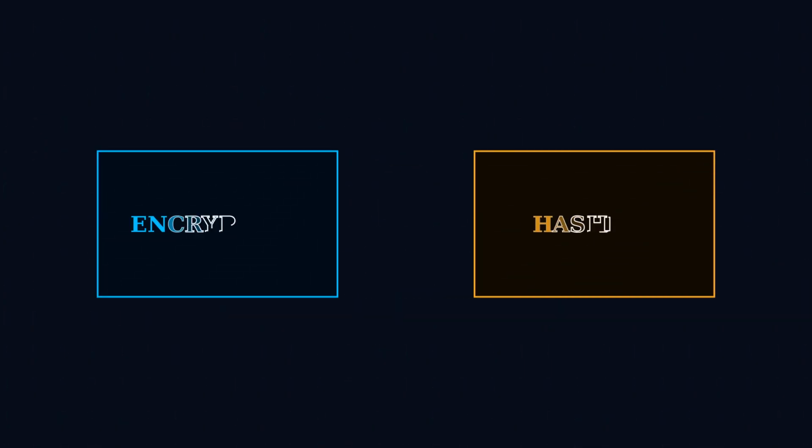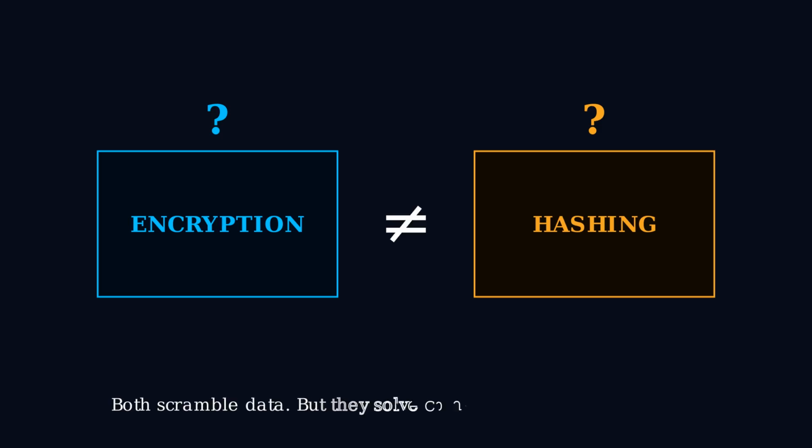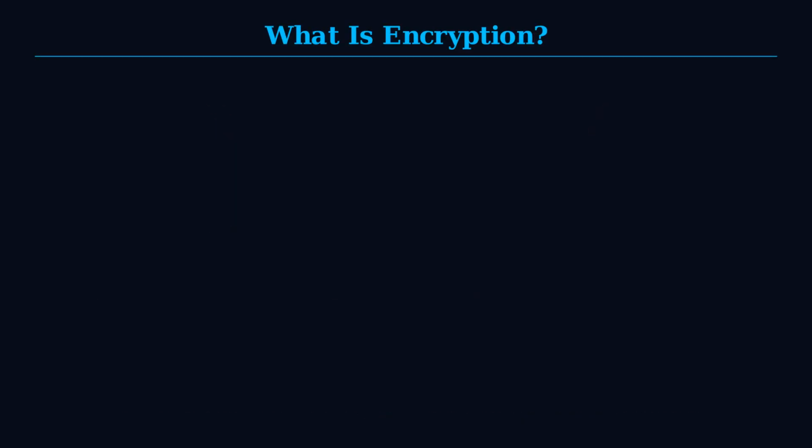Here is the core question. If both encryption and hashing scramble data, why do we have two different things? The answer is simple. They solve completely different problems. Encryption is designed to be reversed. Hashing is designed to never be reversed. That single difference changes everything about how and when you use each one. Let us start with encryption.